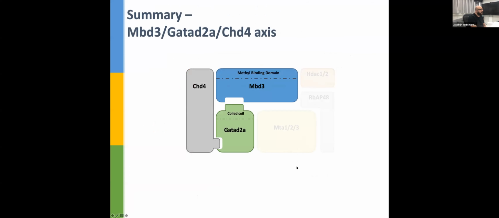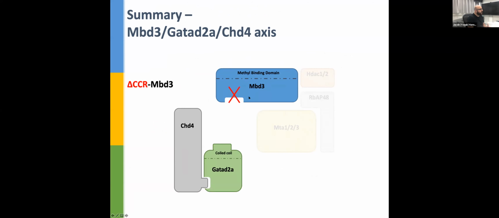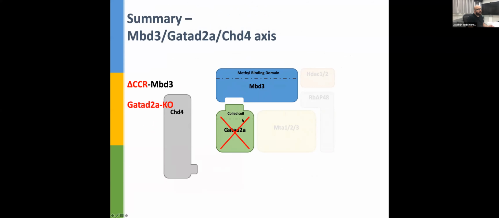So to make a long story summarized visually, we think of this complex simplistically as containing these parts, where we have the Mbd3 bringing the rest of the complex, Gatad2a as the bridge, and this is the helicase CHD4 for the complex. We can abrogate the activity in different ways. We can remove Mbd3 or the coiled region in it, and this will do the job. We can completely knock out Gatad2a. This will do the job.